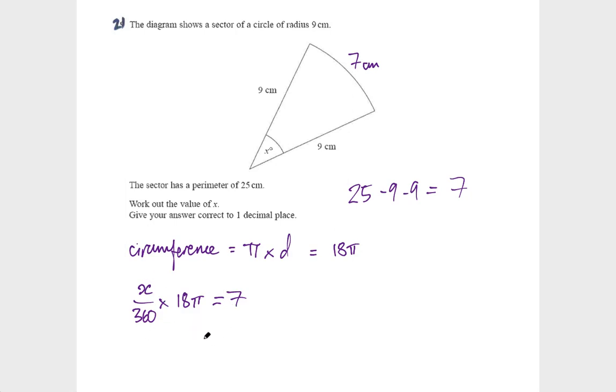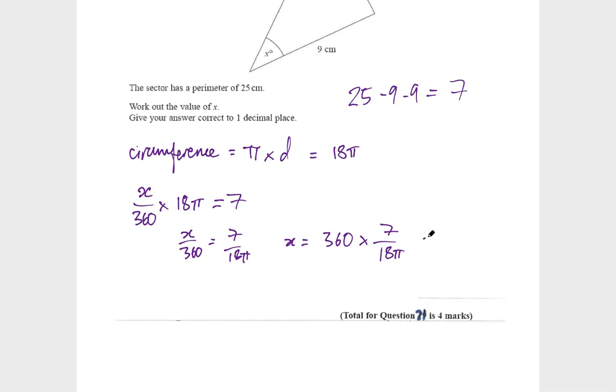So first of all, divide by 18 pi, that gives me x over 360 equals 7 over 18 pi. And then multiply both sides by 360, so x equals 360 times 7 over 18 pi. And if I put all of that into my calculator, it gives me 44.56338, etc. So correct to one decimal place, that is 44.6 degrees.